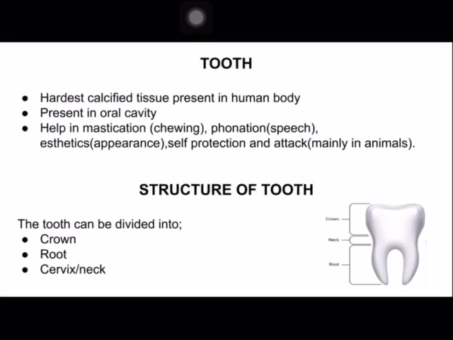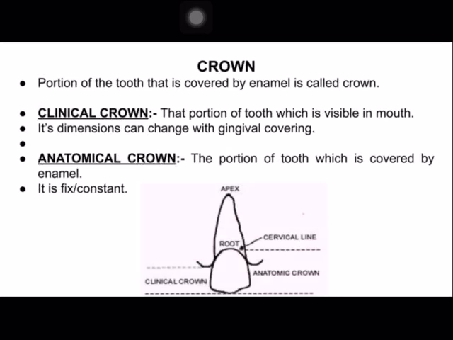Structure of tooth. Tooth consists of crown, root, and cervix or neck. You can appreciate it from the given diagram: crown, neck, and after that root. Now what is crown? Crown is the portion of tooth that is covered by enamel, like the visible portion in our oral cavity.